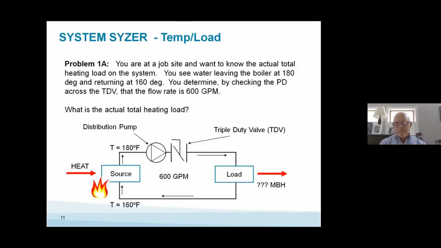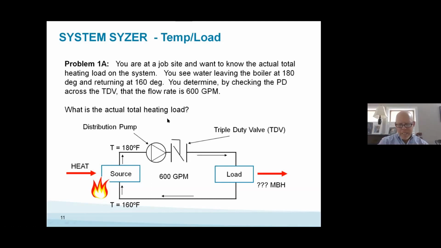So you're out in the field, you're in a mechanical room, and you want to know what's the actual load on the building at that given time. So you see the water leaving the boiler at 180 and coming back at 160. And by using the pressure drop across the triple duty valve with a gauge, you establish that this pump is pumping 600 gallons a minute. What is the actual load on the building? What's the actual total load?